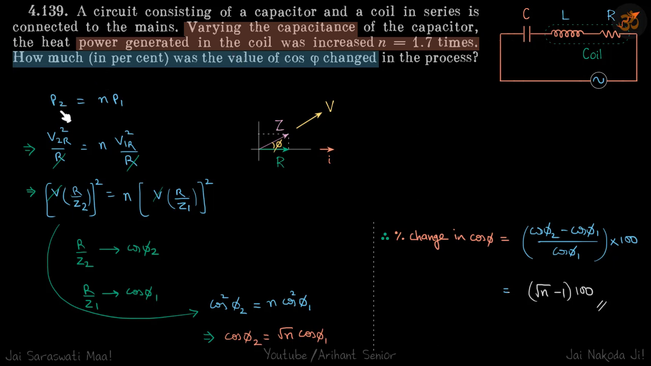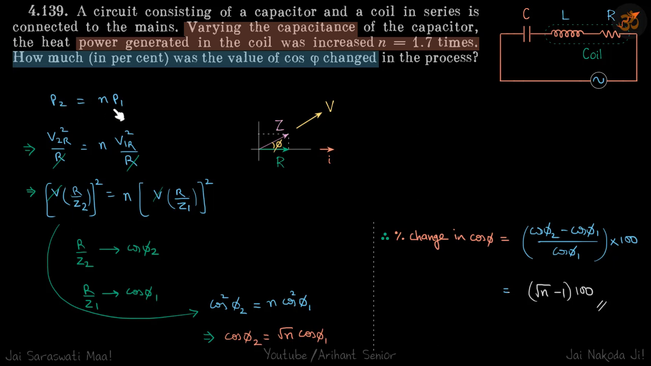So let's start with what's given. Also let's draw the phasor diagram so we understand what this cos phi means. We know that phi is the angle between R and Z. And of course it also means that it's the phase difference between the current and voltage. But more importantly, relevant to our problem, cos phi is R by Z.